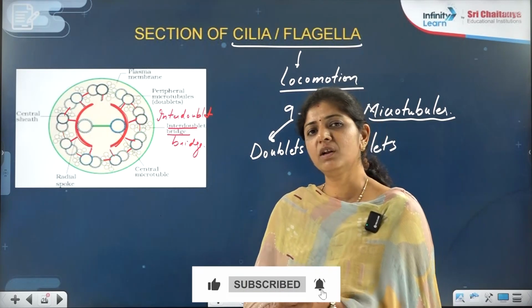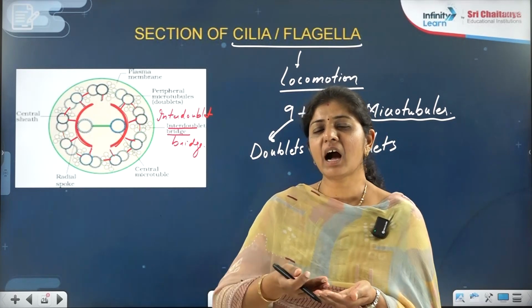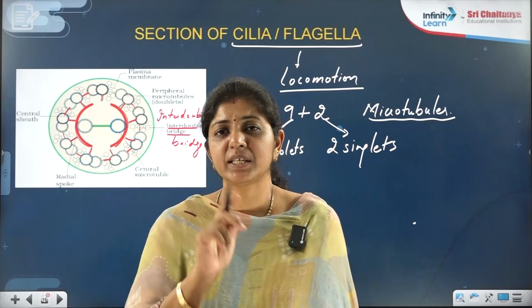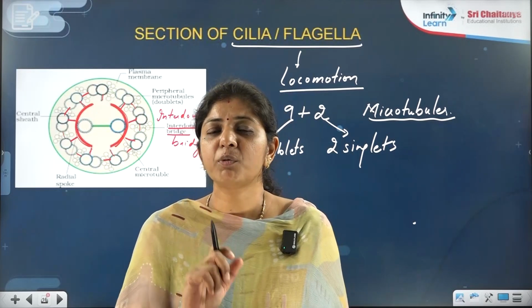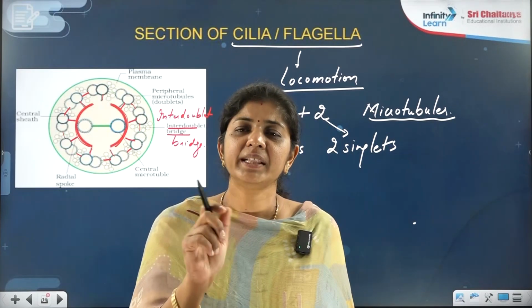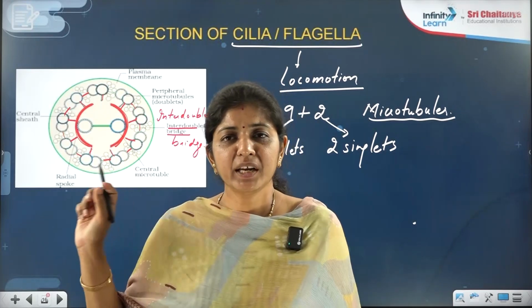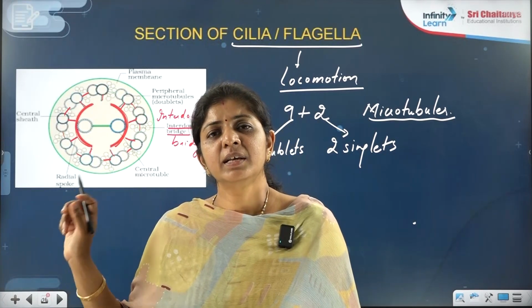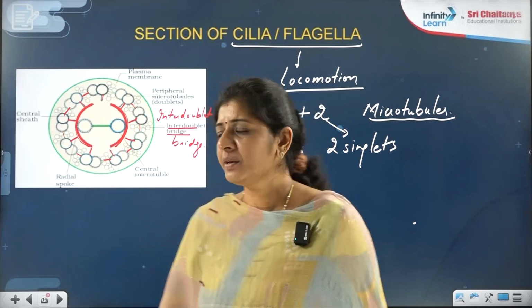Fine. Function is what? Locomotion. And they are the outgrowth of the cell membrane. See, this point is very important. In prokaryotes, flagella is there, but that is a cell wall extension. But in eukaryotes, these are the cell membrane extensions, right?